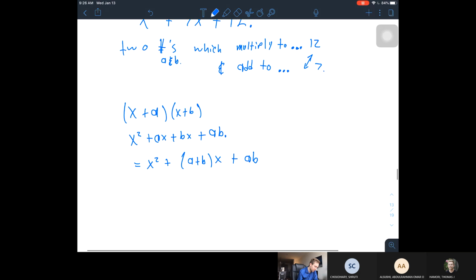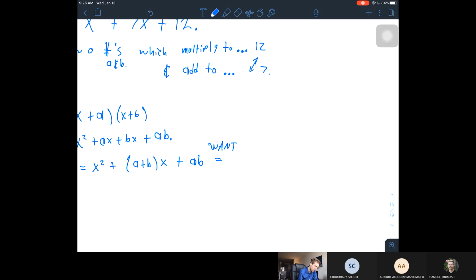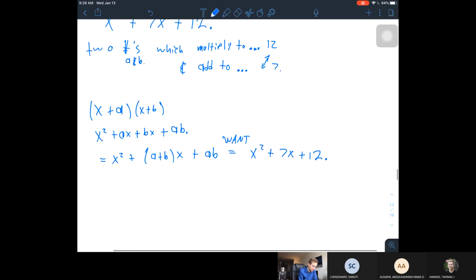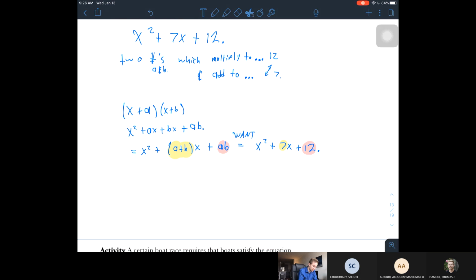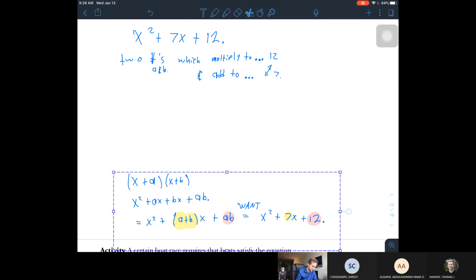And we want this to be equal to x squared plus 7x plus 12. So in particular, a plus b should go with 7, and a times b should go with 12. Does that make sense? Yeah, that makes sense. Thanks, teacher. So, let's get back to what we were doing.